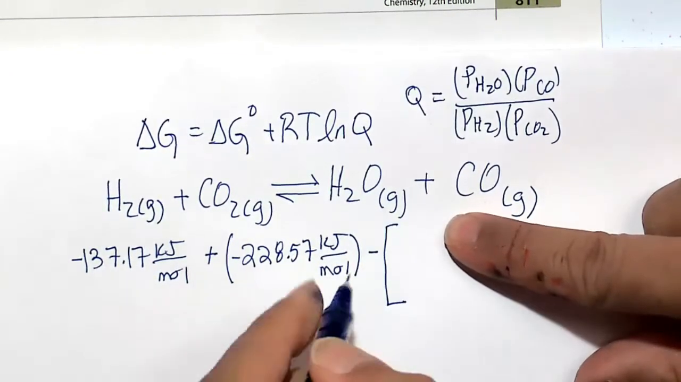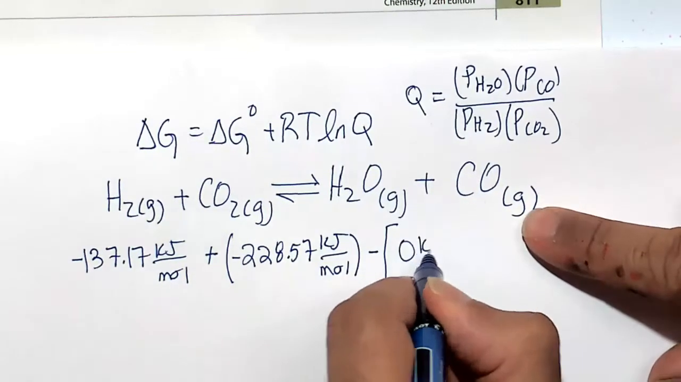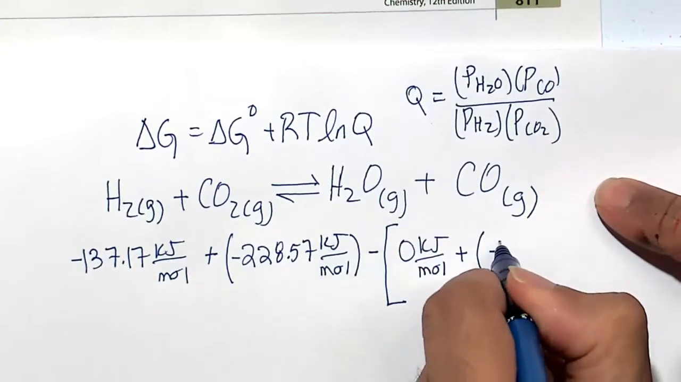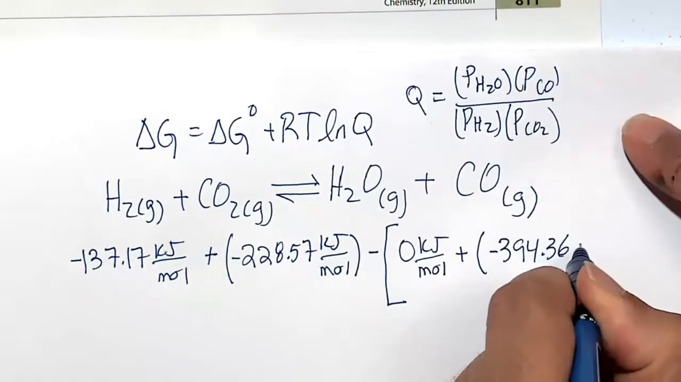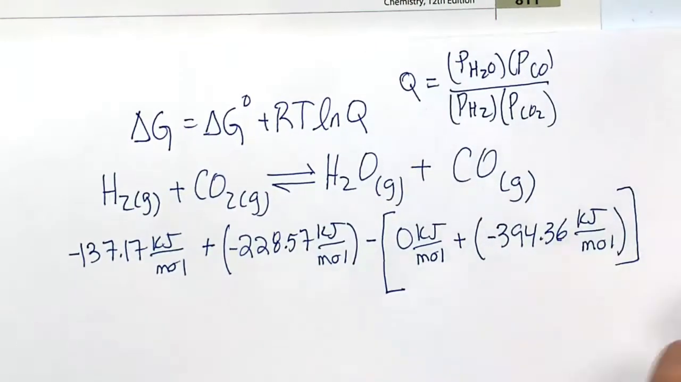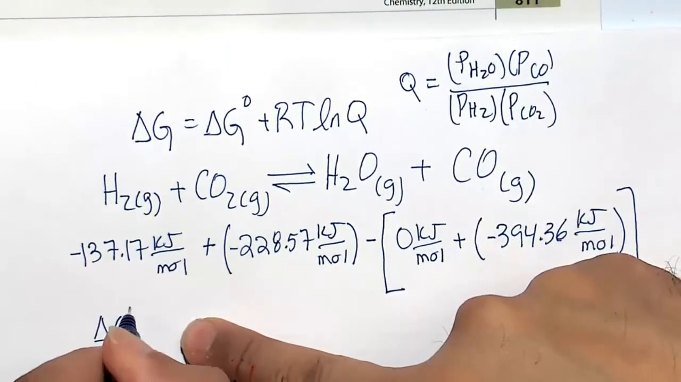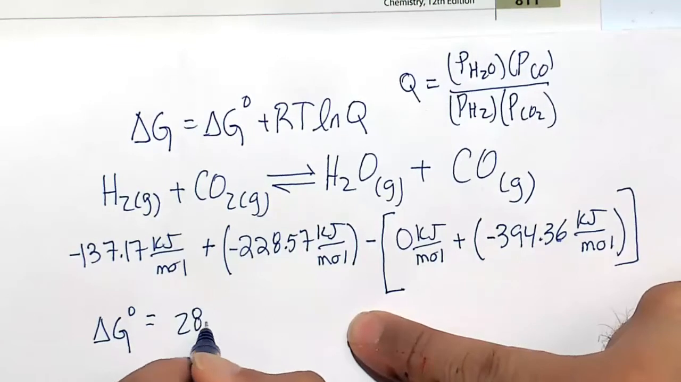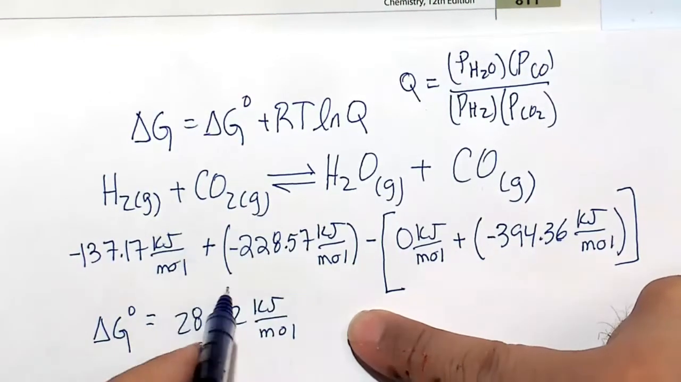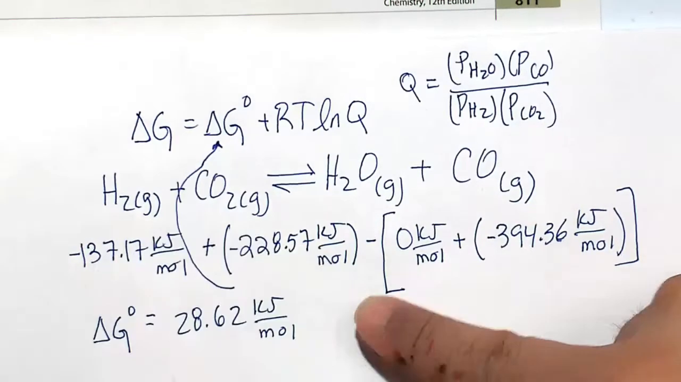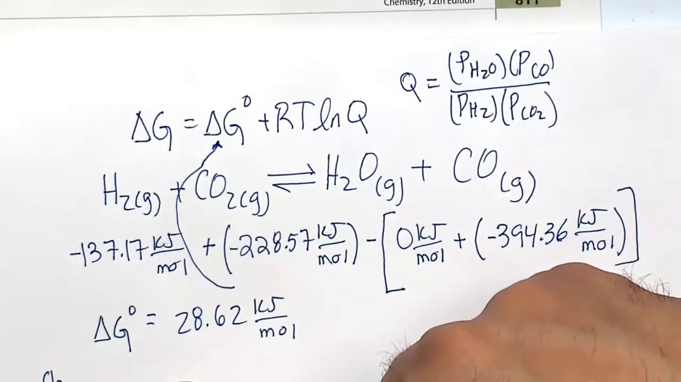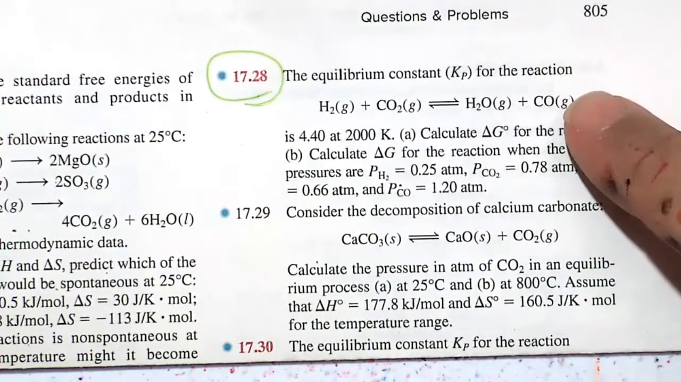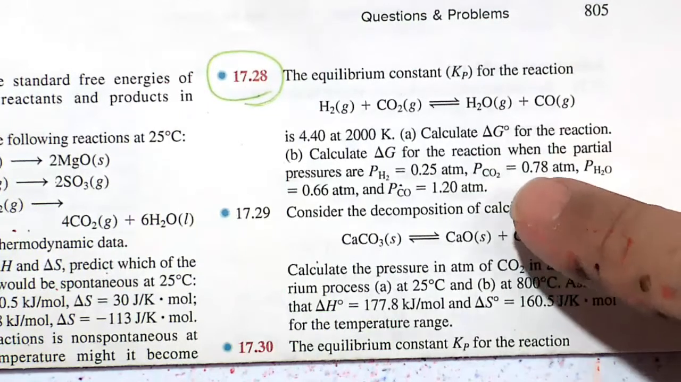Minus, you're going to put a big parentheses here, H2 gas is 0, that's a natural abundance, plus CO2 gas, which is minus 394.36 kilojoules per mole. Doing this on my calculator, using the values from the back of the book, I get a deltaG at standard state of 28.62 kilojoules per mole. So we can plug that in here and move on to part B. In part B, they actually give us the pressures that we can use to solve for Q and see where the reaction will shift.